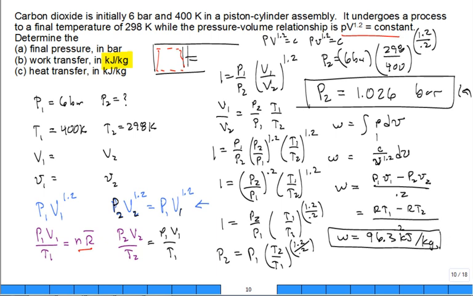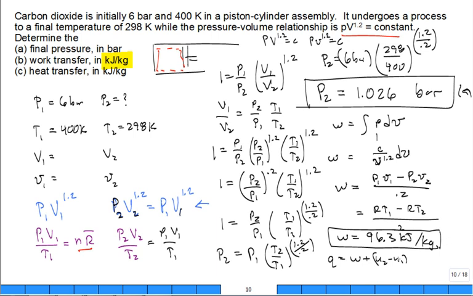Next part, part C. What is the heat transfer? How do you think we get that lowercase q? Q is equal to W plus U2 minus U1. Where'd that equation come from? First law for the process. Exactly correct. Now, what about this carbon dioxide?